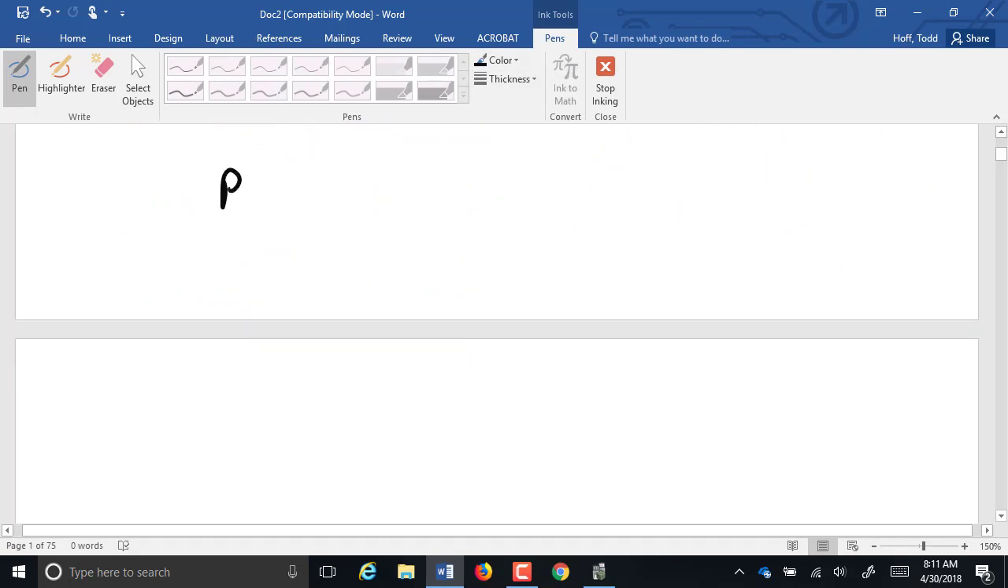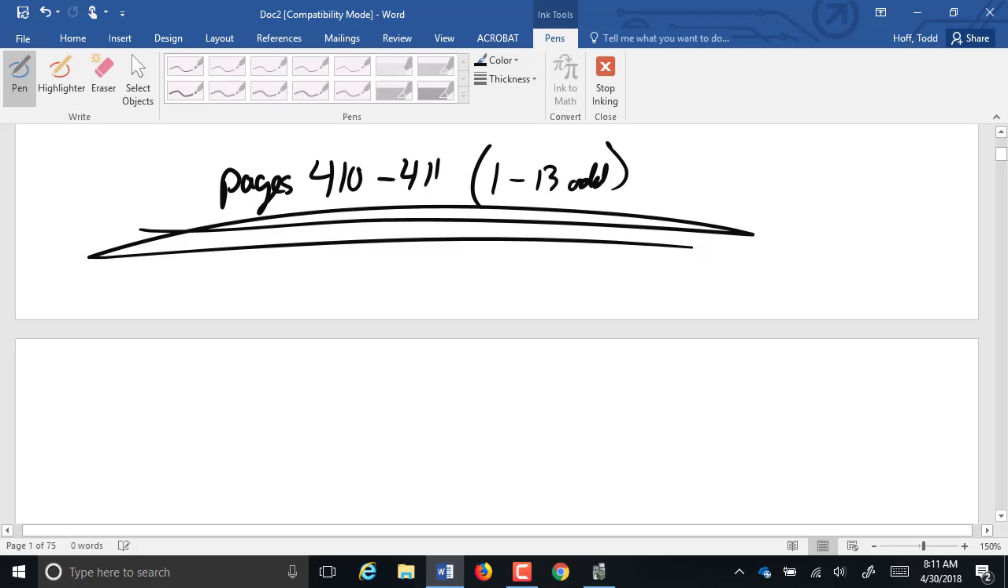So in the new packet that I handed out while you were working on that, we are looking at pages 410 through 411, problems 1 through 13, the odds. Tomorrow we can do some more examples of this if we need to. Otherwise, we move on to intersecting angular surfaces.